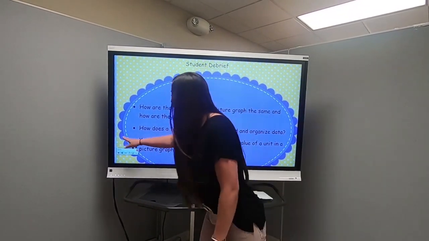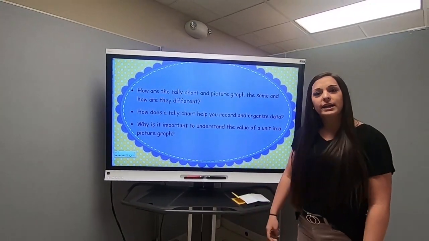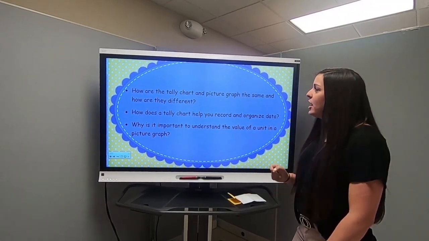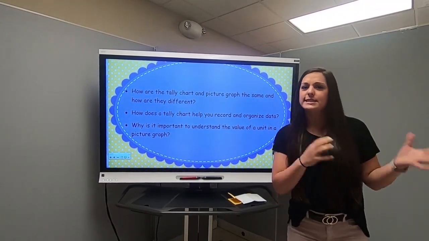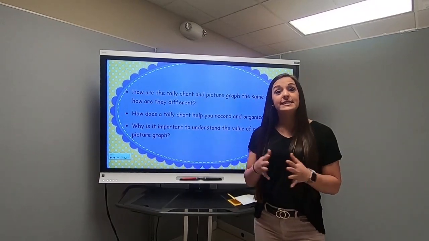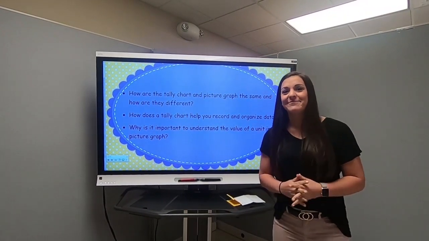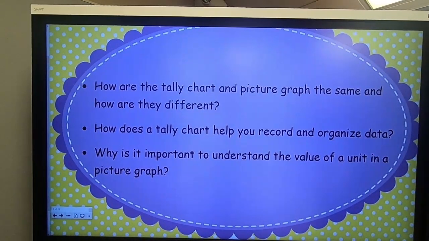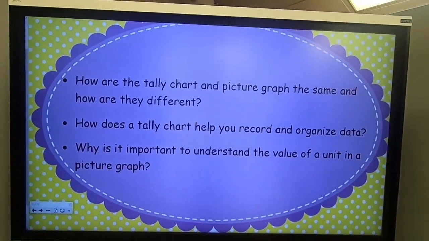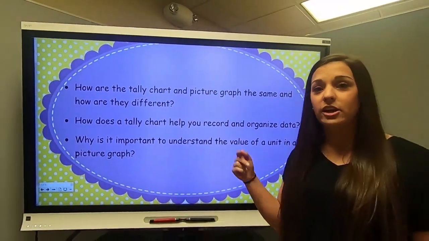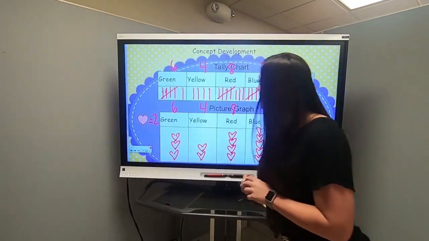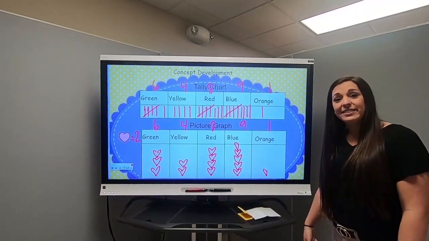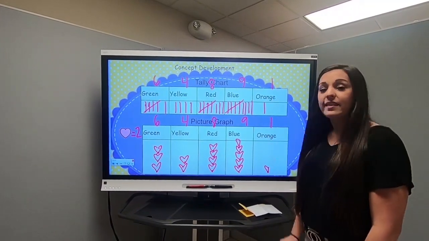Since we've already learned from Miss Voorhees how to organize data on a tally chart and a picture graph, I want to know, how are they similar? How is a tally chart and a picture graph similar? I'll give you a minute to think about it. All right, let's look at our picture graph. Even though they look different, they are still showing the same data. So that is a way that they are similar.